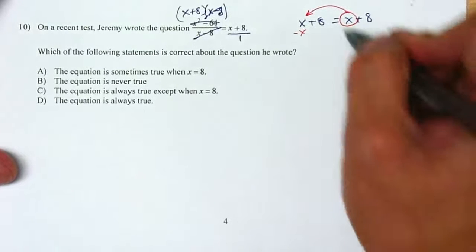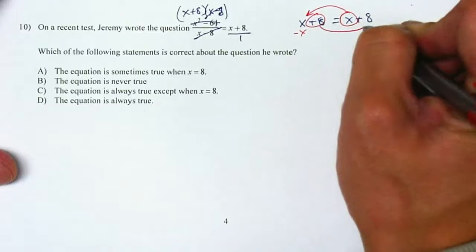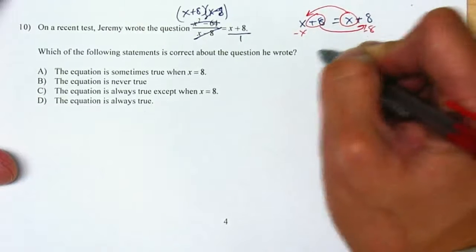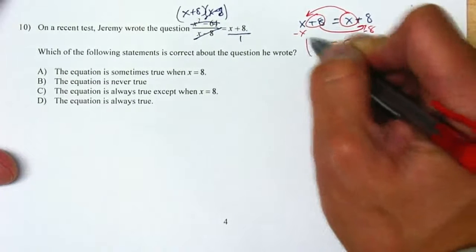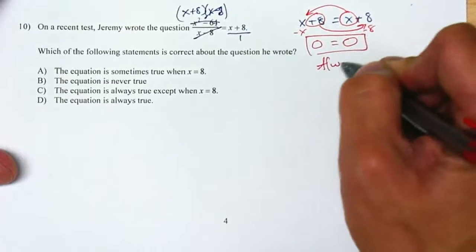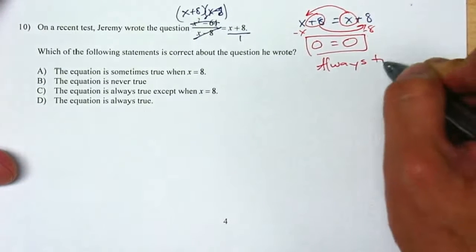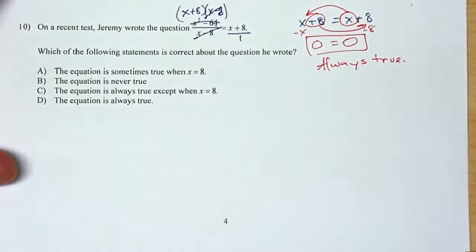So when I get a minus x, that can become 0. Minus 8, that also becomes 0. So I get 0 equals 0. So this is why we say always true, because this equation is always true. It doesn't matter what x is. 0 is always equal to 0.